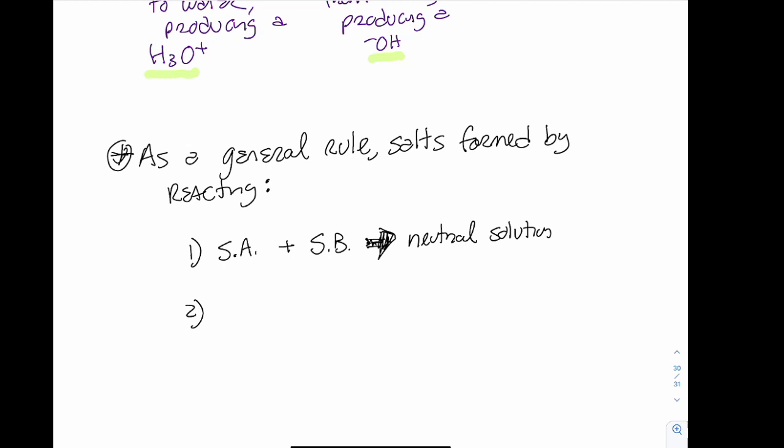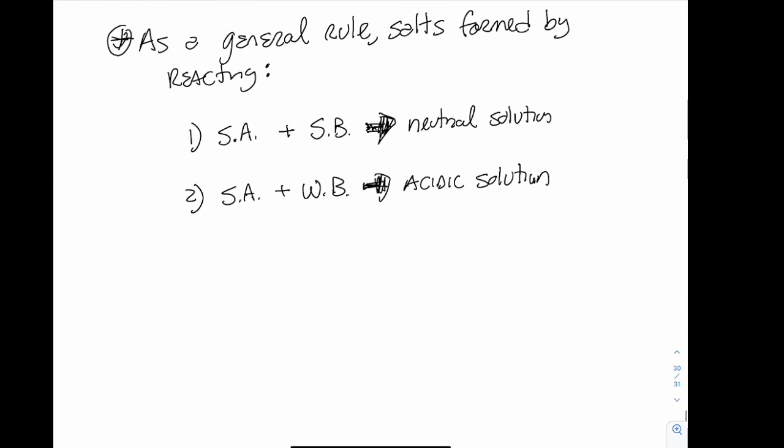Our second one, if I was to take a strong acid and react it with a weak base, so WB, we're generally going to produce an acidic solution. And again, we will look at examples. Number 3, switching those two, if I take a weak acid and react it with a strong base, we're generally going to get a basic solution.